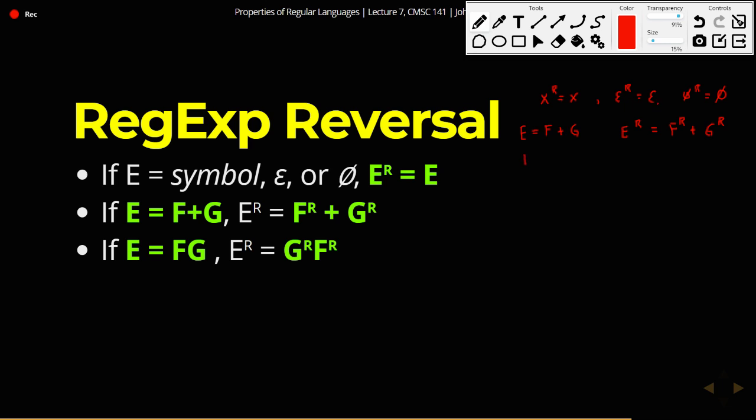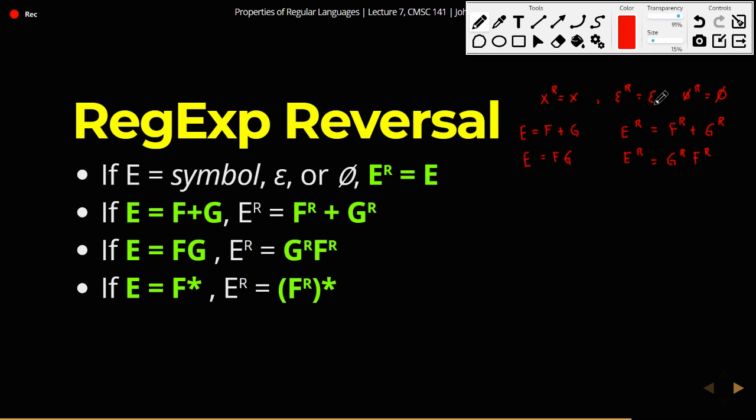For concatenation, E, F, G, what we'll do is reverse the order. So instead of FG, we will take G first and take its reversal. So that would be G reversed, and then we'll take the reversal of F. Notice that we have also interchanged the order of F and G. So it's now G and F, and take their individual reversals.